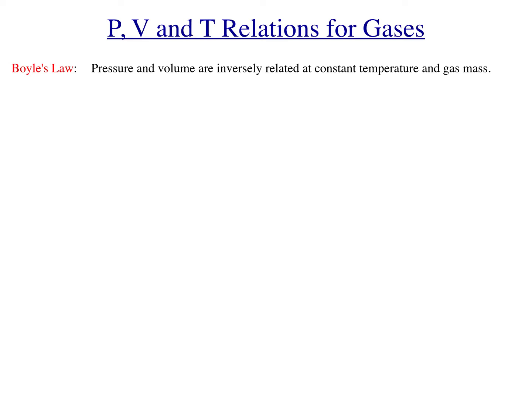By definition, the law states pressure and the volume are inversely related at constant temperature of the gas and a constant mass. What does this mean to you? Well, this implies if I were to keep the temperature and mass constant, and when I lower the volume by compressing the gas, the pressure should increase.